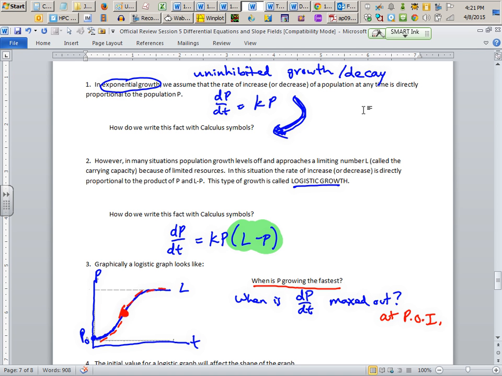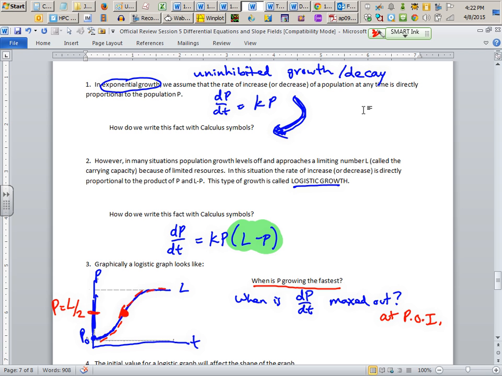Right. So what happens is the system is being populated, and then when you reach half capacity, things start to slow down. So this always occurs at L over 2. When the population reaches half the maximum, the graph changes from increasing at an increasing rate to increasing at a decreasing rate. Either way, it's increasing, it's climbing the whole time. But here it's increasing exponentially, and then here it's not.